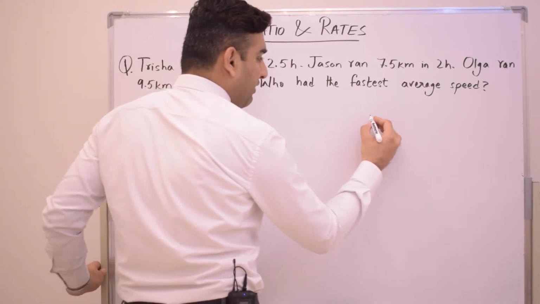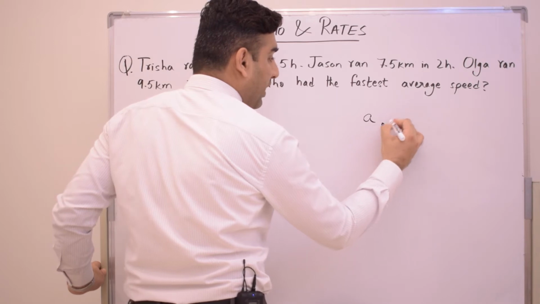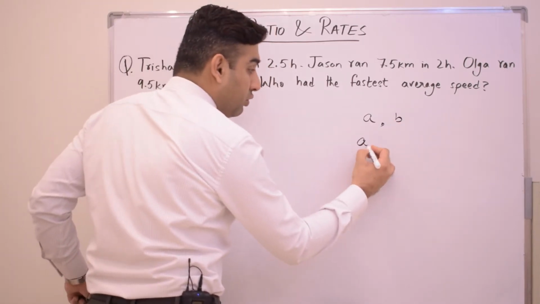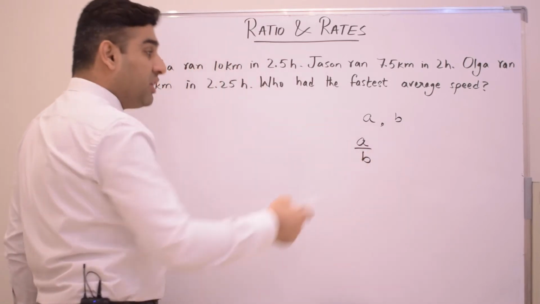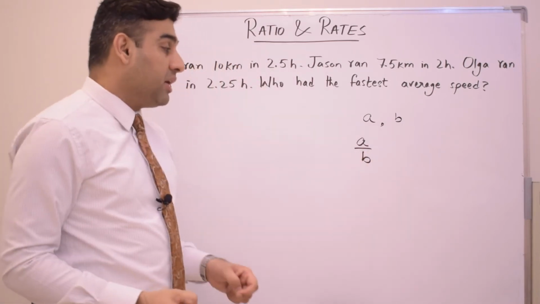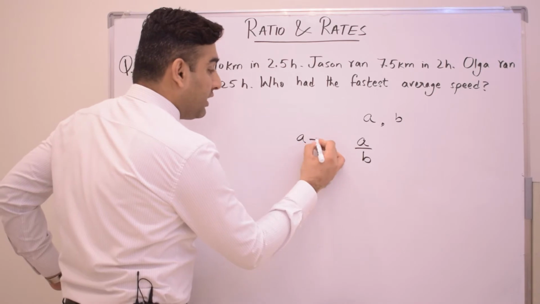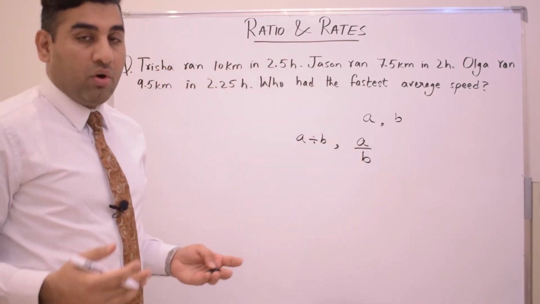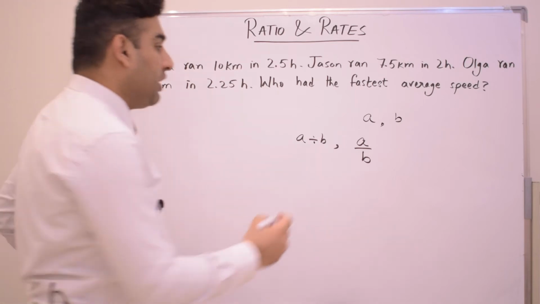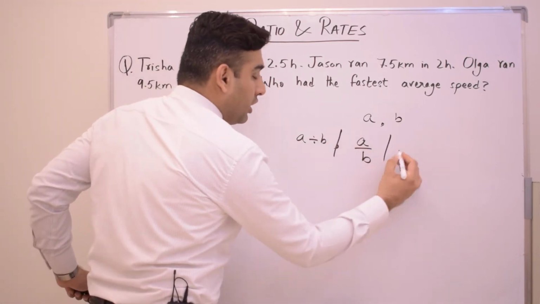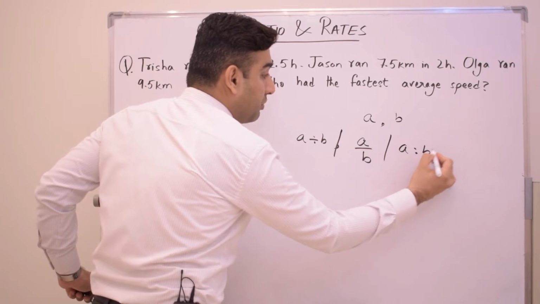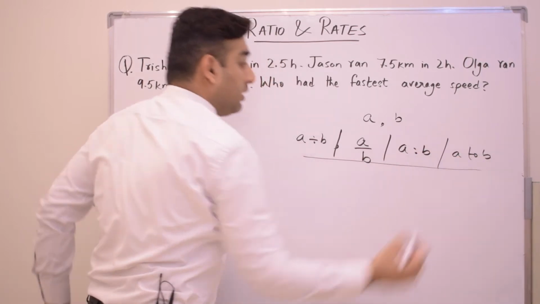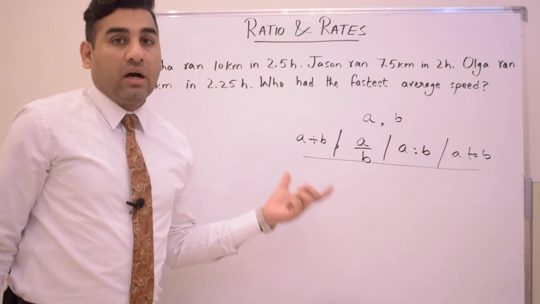Let's suppose we have a number A and we have a number B. If we want to compare them, what we will do is divide. A divided by B, or we can write it as A/B. So guys, this is called the ratio of A to B, or A over B. You can write it like this, or A ratio B, or A to B. All these are the ways to write a ratio.